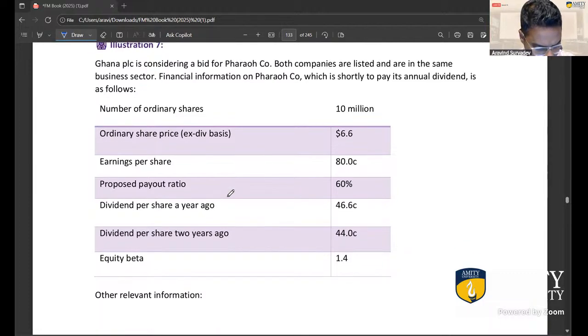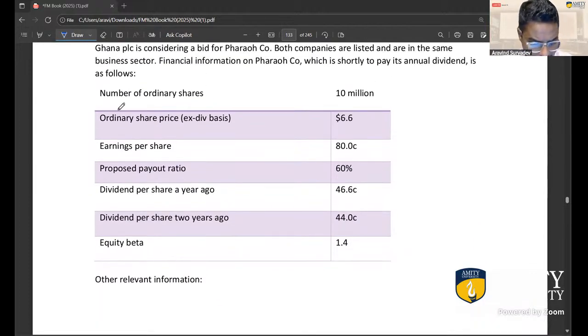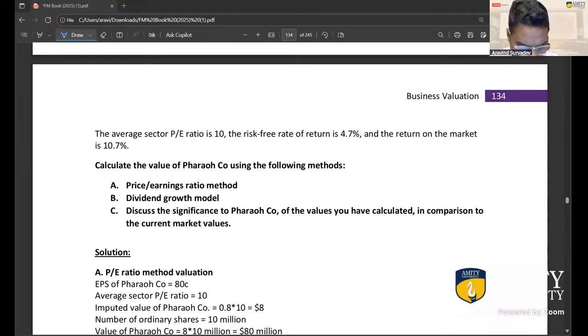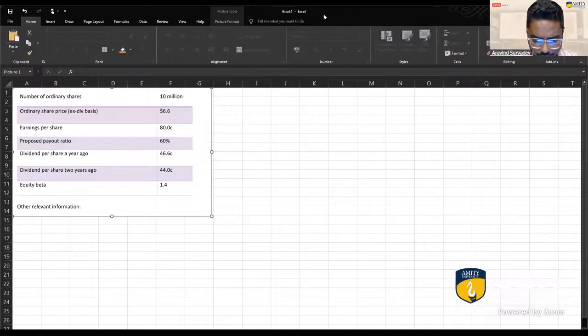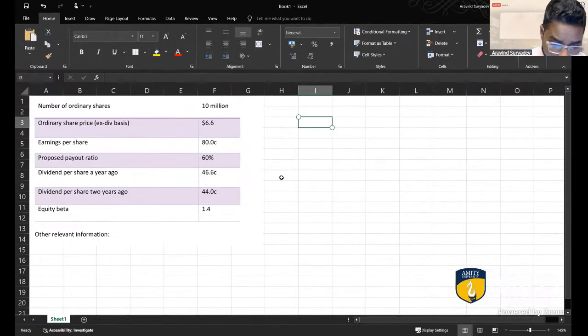So let me take a bit of this to the Excel sheet. Please note, guys, the PE ratio is 10. There are some more values given, which I'm not taking to the Excel sheet. So let's check it out. If you guys can see my screen, the number of ordinary shares we have been given as 10 million.